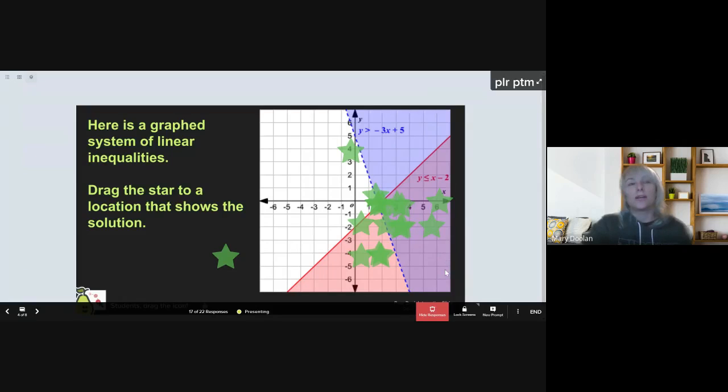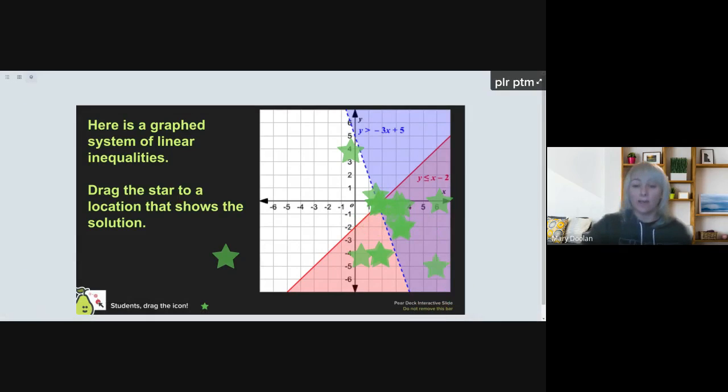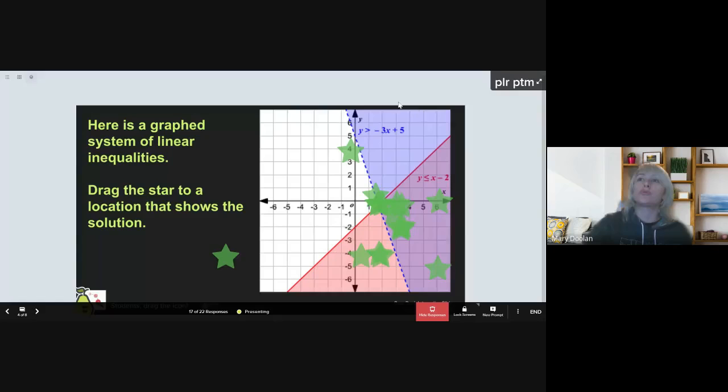Because for an ordered pair to be a solution to both inequalities, it has to satisfy both. It has to be true for the blue, and it has to be true for the red. The only place where it's true for both is where it's overlapping and showing as purple. So anywhere in this purple area is where you would find the solution to the system. All the ordered pairs here. Some of you still need to move your star over to the purple. I'm going to move forward and you're going to be able to come back and do that. Okay.